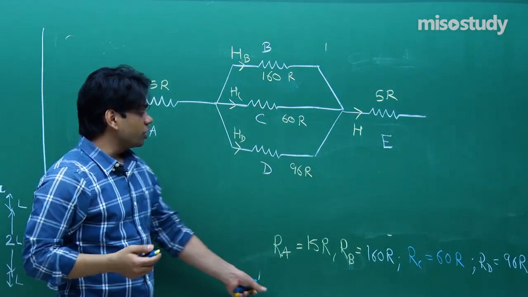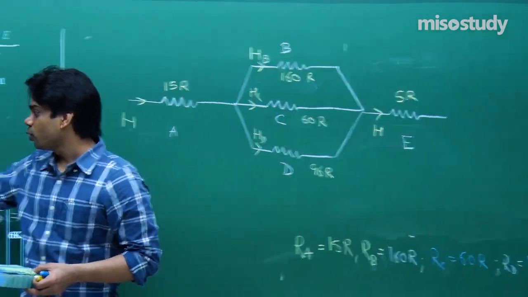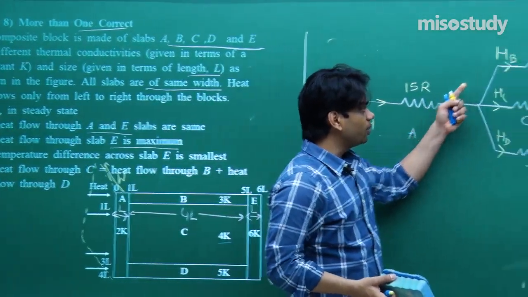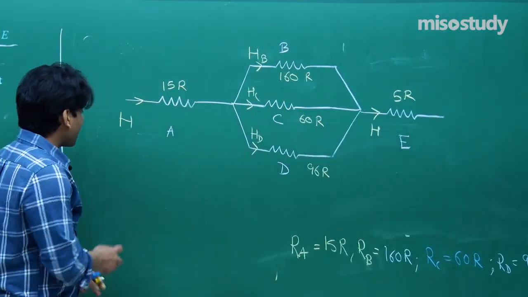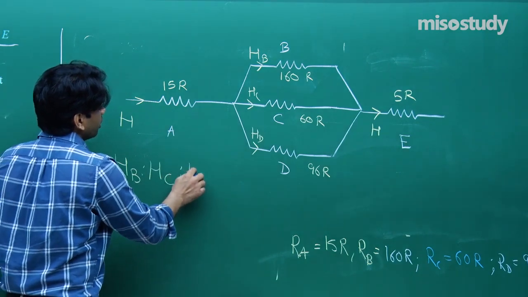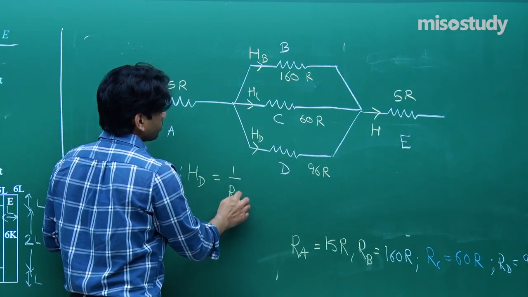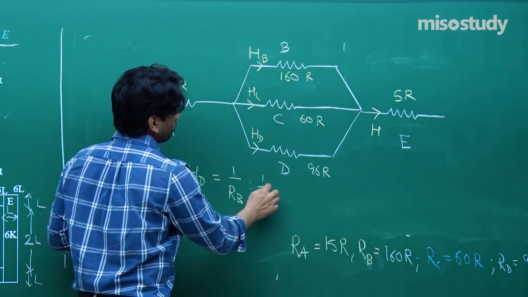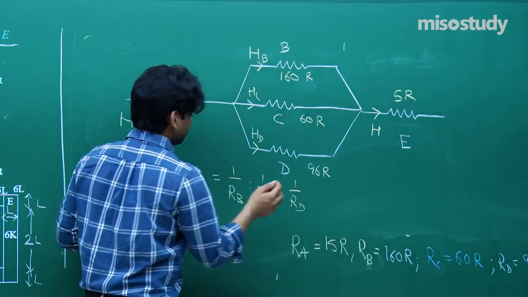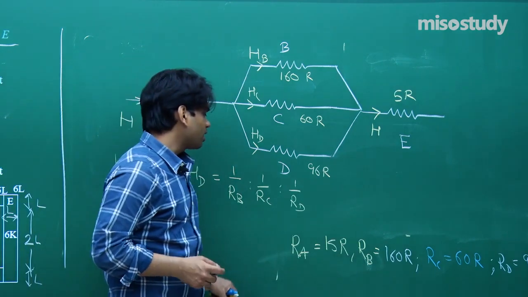Now next thing, how to proceed further. We need to find out the rate of heat flow. See the option D: heat flow through C equals heat flow through B plus heat flow through D. So we need to find out how heat flow through B, C, D is related. We know that heat flow through B is to heat flow through C is to heat flow through D will be equal to 1 upon RB is to 1 upon RC is to 1 upon RD, because they are connected in parallel, so the inverse ratio will be applicable.